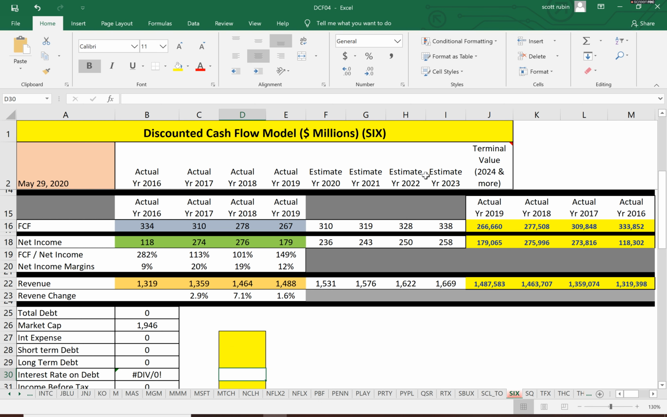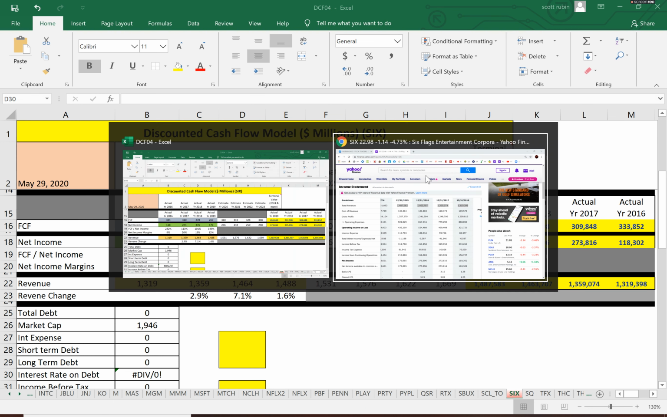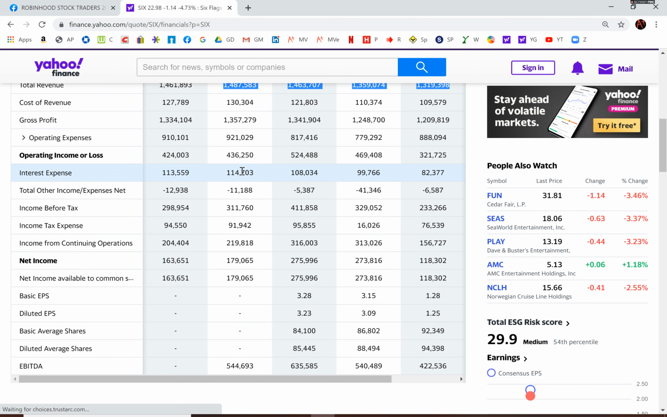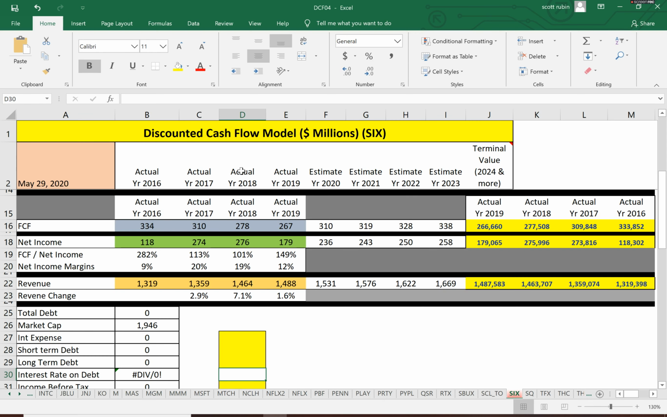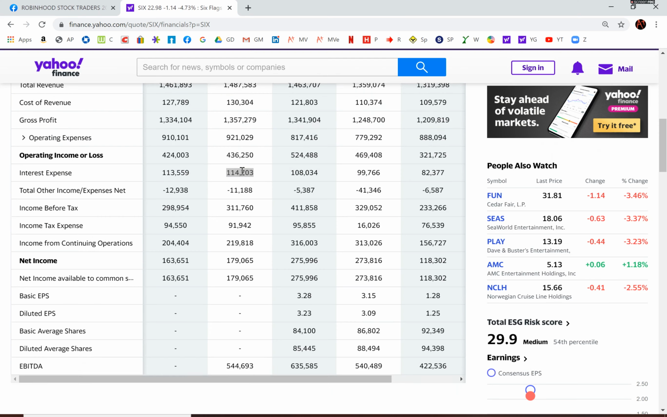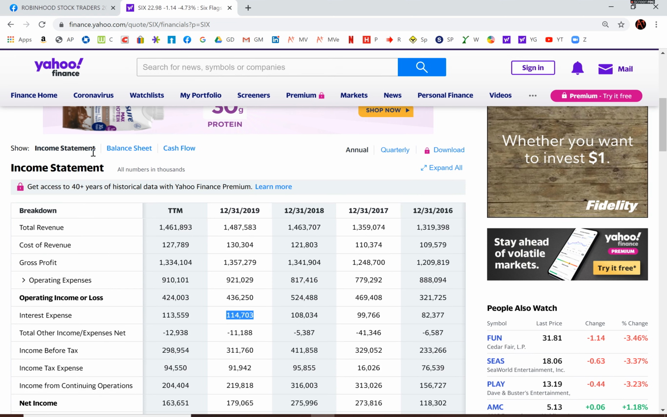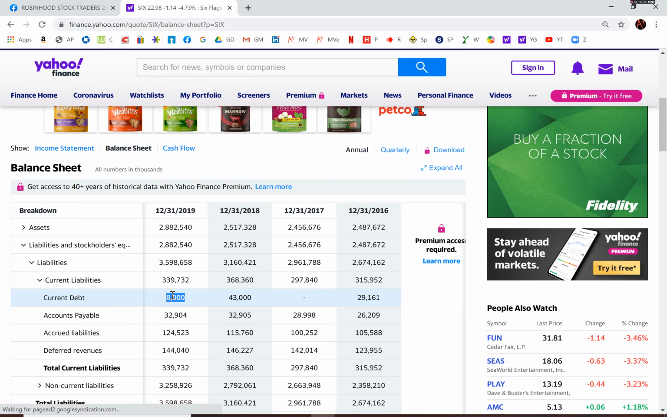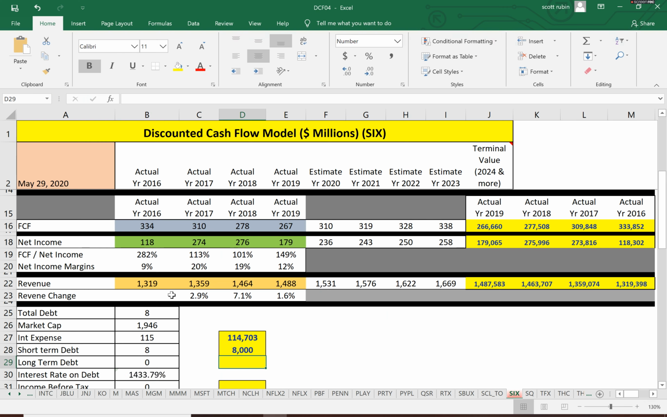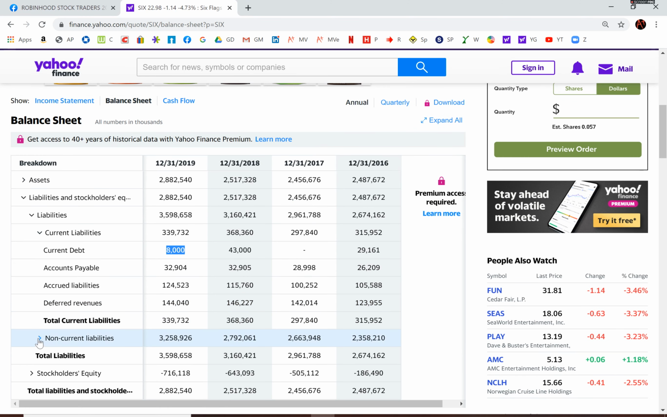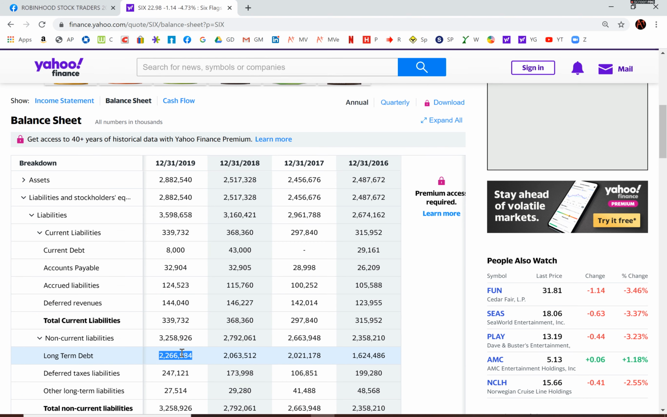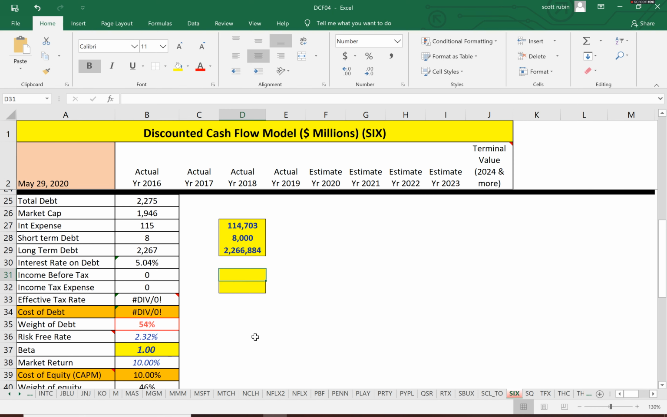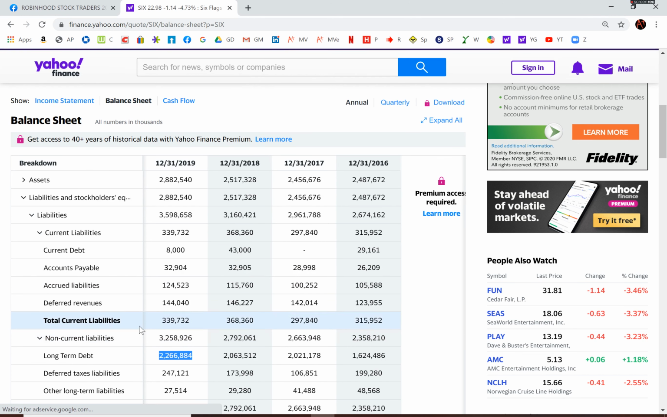Now we need to look at the capital structure of Six Flags and figure out the discount rate we need to apply to the future cash flows. So the interest expense is the interest they pay on their debt, and it's 114 million. And let's see how much debt they have. We'll go to the balance sheet, then we'll go to the liabilities section, and the current liabilities is only 8 million. That's the debt due within 1 year. Non-current is debt due beyond 1 year, and that's 2.2 billion. So they pay 5% interest on the debt. Not the best rate, but it's okay.